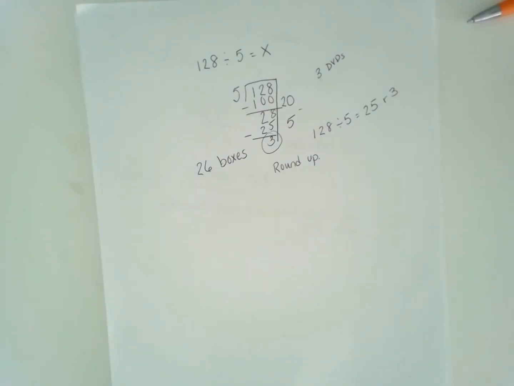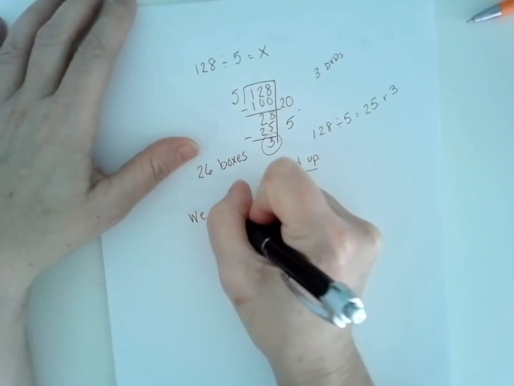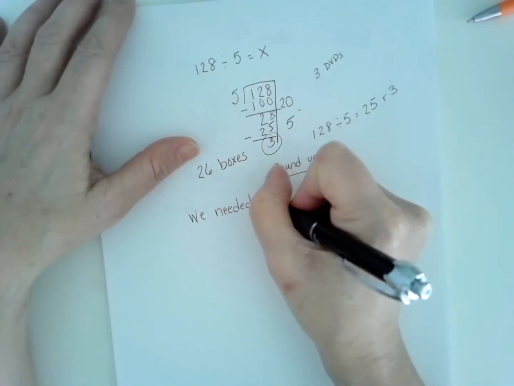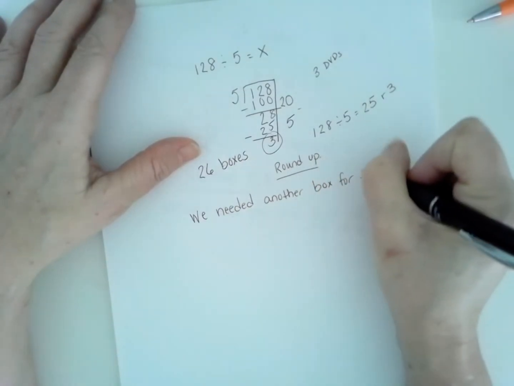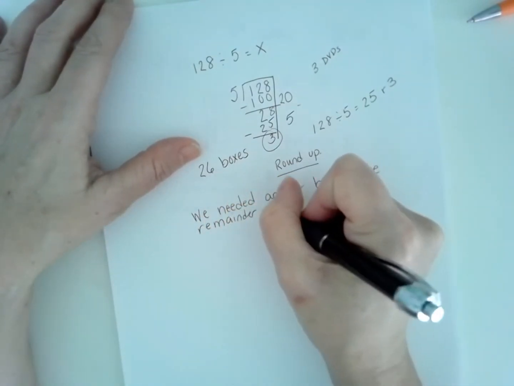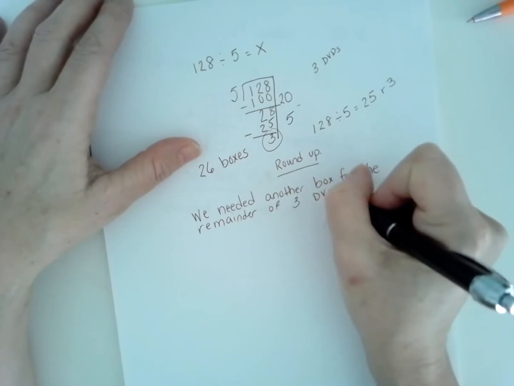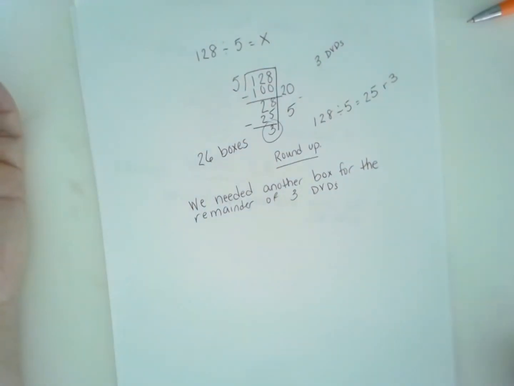So what do we do with the remainder? Ignore it, report it as a fraction, or round it up? We round it up. Why? We needed another box for the remainder of 3 DVDs. Because then, say we wanted to go to the store and buy some more DVDs, and maybe we bought 2 more DVDs, and then we get to put them in that box too, right? Okay, next.